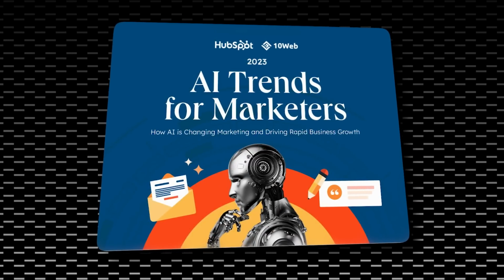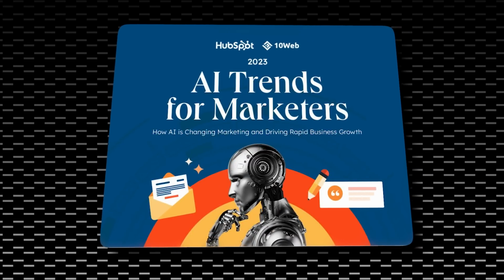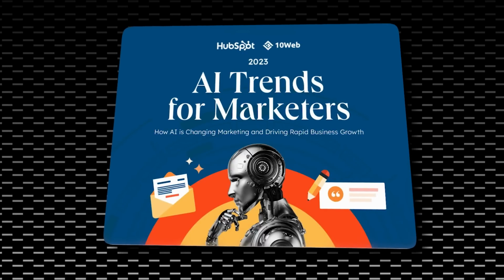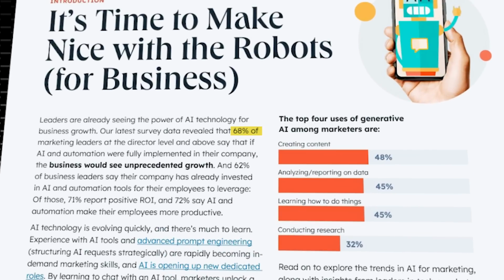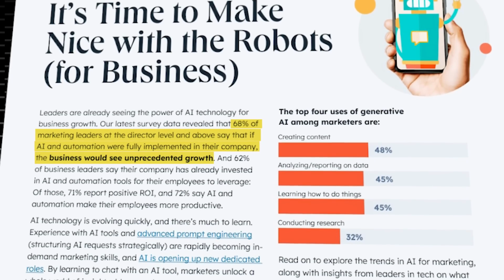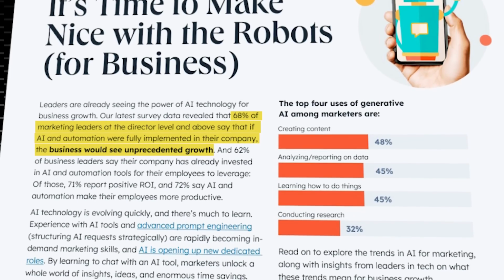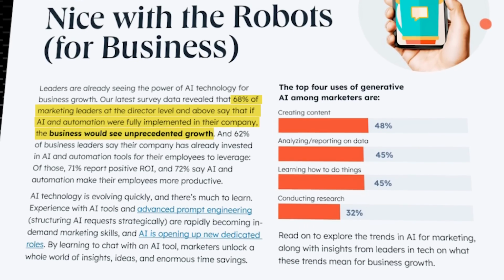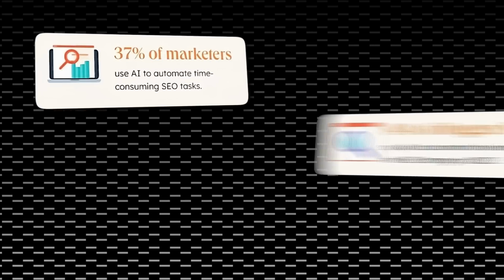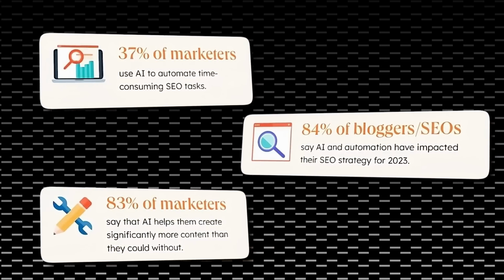In this free resource, you will see how AI is changing marketing. And according to a HubSpot survey, 68% of marketing leaders say that if AI and automation were fully implemented in their company, the business would see unprecedented growth. You should know this. Whether you are a business owner or you are providing AI services to other companies and businesses, you should know these details. You should learn how to implement AI in businesses and how to automate things.